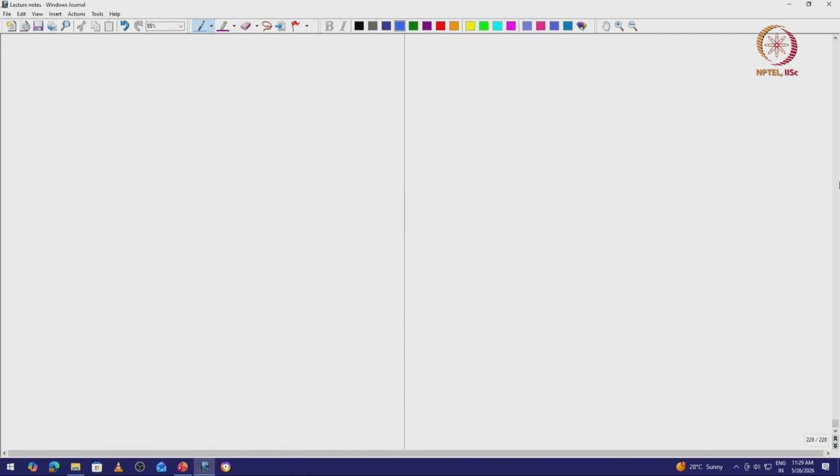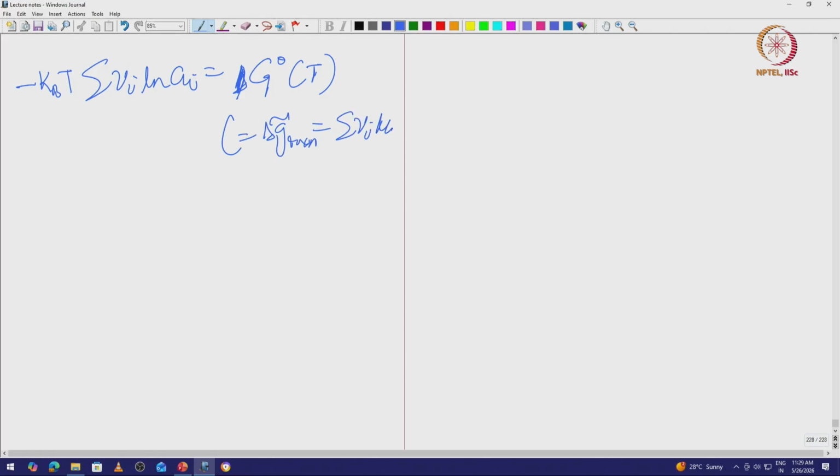Okay. So, now what we have is minus kBT sigma nu I ln AI is equal to, so I am going to just call this delta G naught at a given temperature, or just G naught at a given temperature. And G naught we know is delta G of the reaction, and that is equal to sigma nu I mu I tilde at T, p. Okay. Now, let us massage this a bit more.